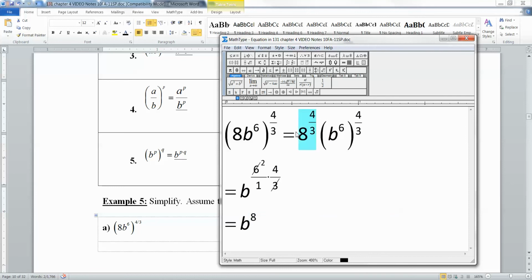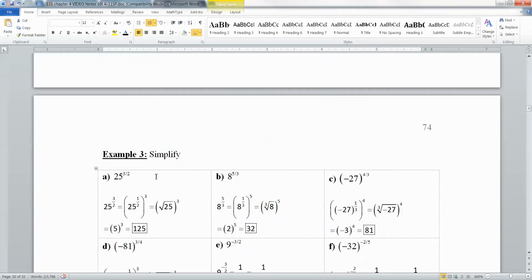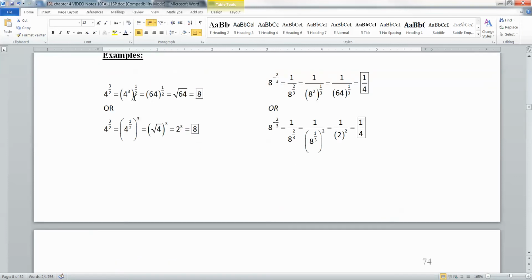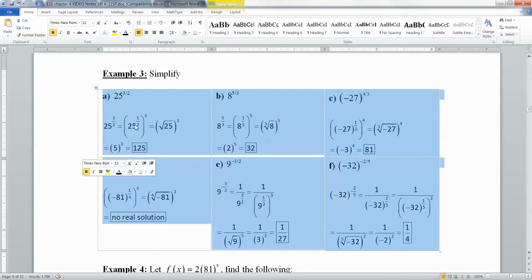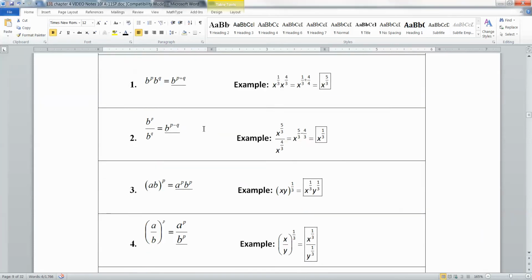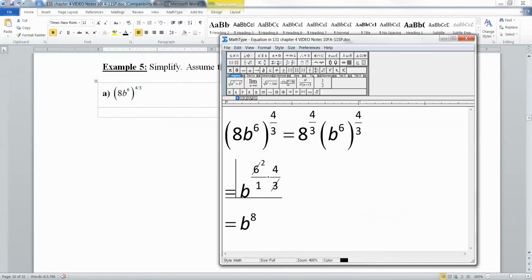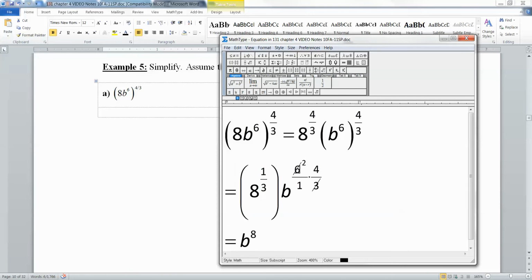The hard part in these is actually the number part. That's where you want to do what we were doing a couple pages ago, where you're taking things and breaking them down into different pieces. So you want to do 8, parentheses, 8 to the 1/3 power, and then raise that to the 4th. You're breaking this 4/3 up into the 3rd and the 4th.